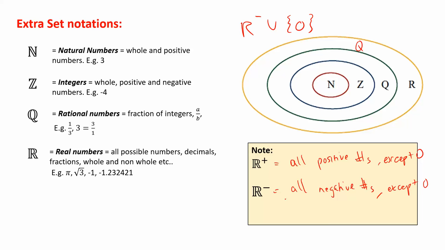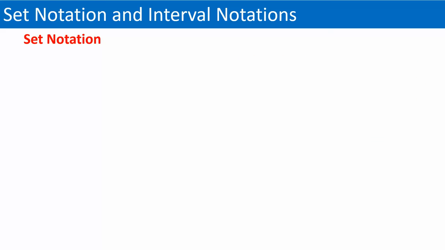No, I have 0 in it. See, this one says I include 0. This one means have 0. That's all it means. All negative numbers have 0. That's all it means. Yeah? Alright. Now, let's work. Here we go.